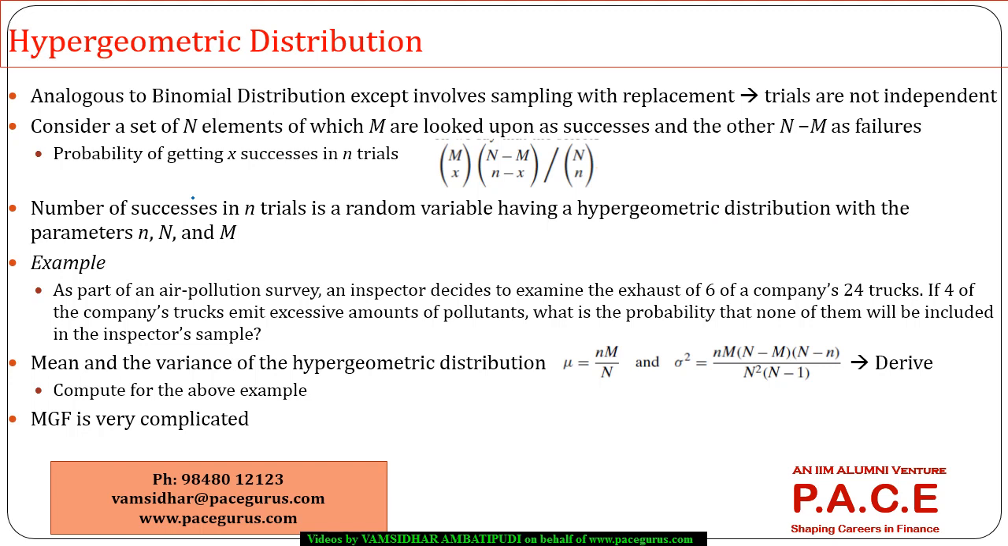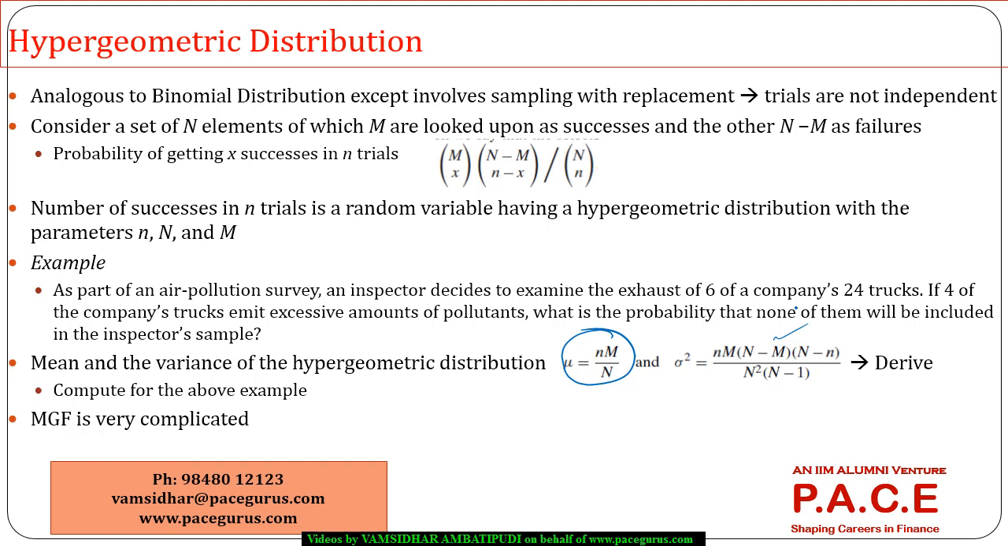And now to put up a few things, the mean of the hypergeometric distribution comes out as small n into capital M by N. Variance comes out as nM into N minus M into N minus n divided by N squared into N minus 1.